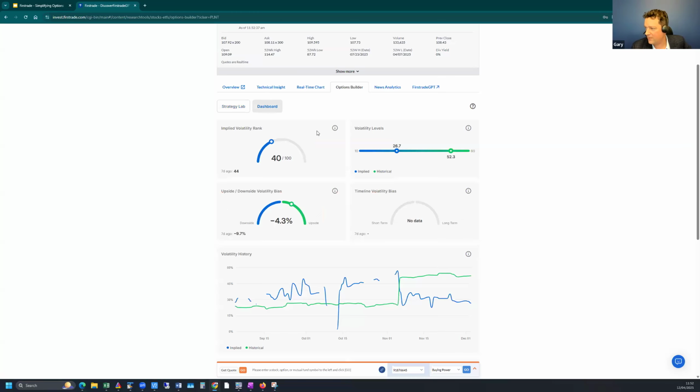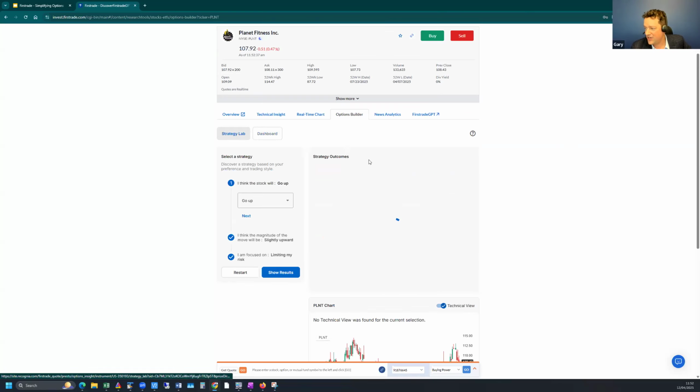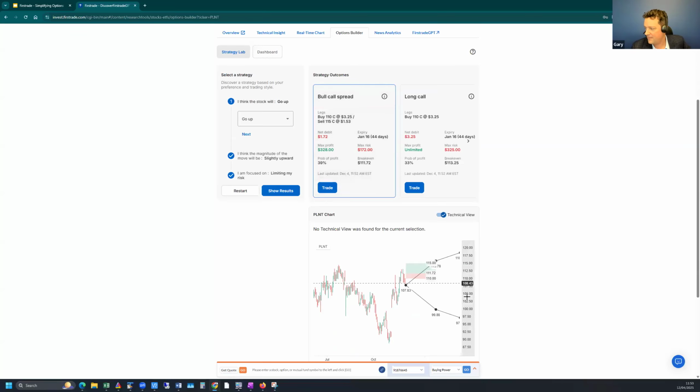But on the dashboard, we have a lot of volatility in here, but again, not the best liquidity. 2 out of 3 stars, I'd be hesitant. But you can still do strategies, right? There's a bullish strategy, pretty not bad risk reward, right? Risking 172 to make 328, right? $5 bull call spread. That makes a lot of sense, right?